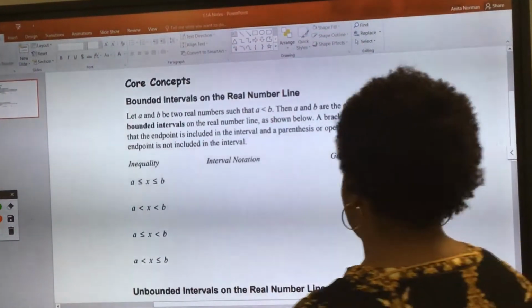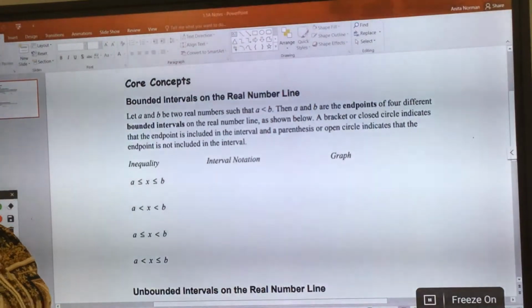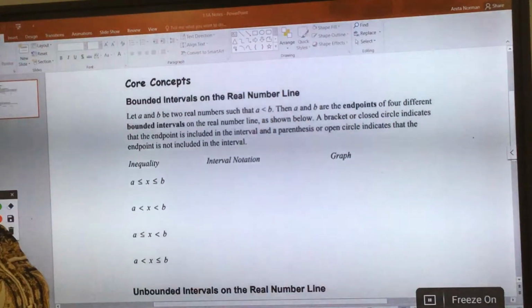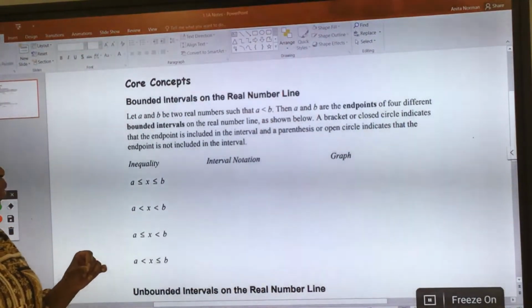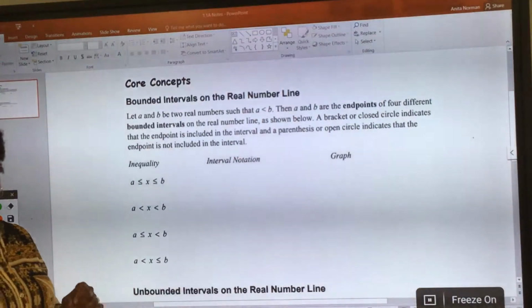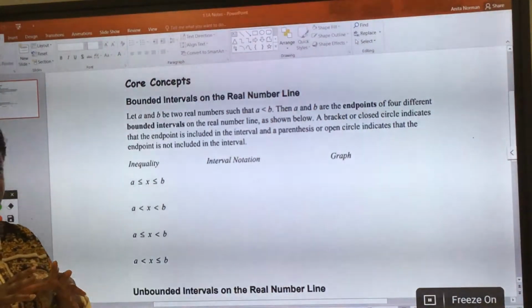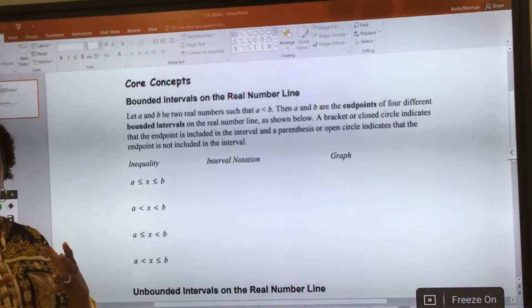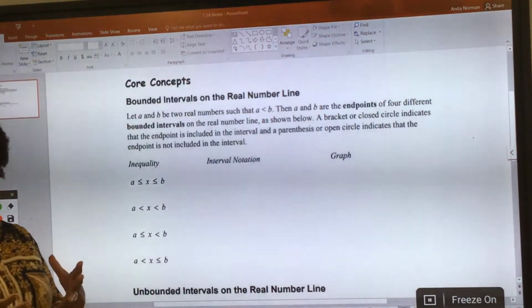Good morning. Today we begin our first lesson. It comes from section 1.1. We're going to look at bound and unbound intervals. This is a kind of shorthand way to tell you what the solutions of a particular inequality are.